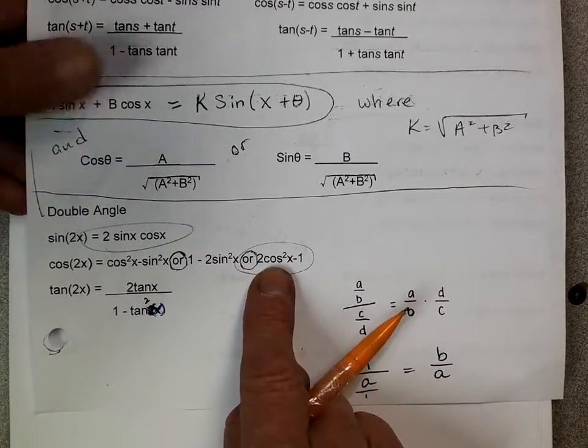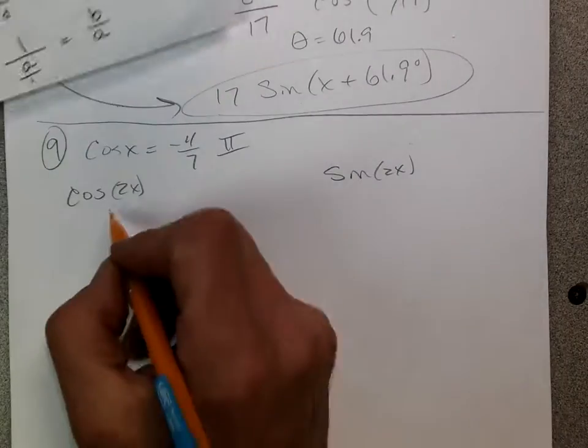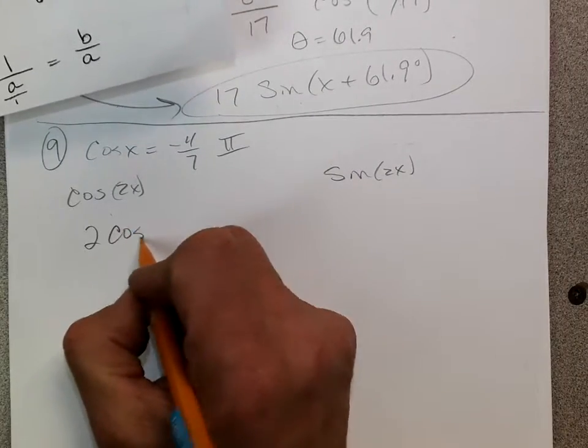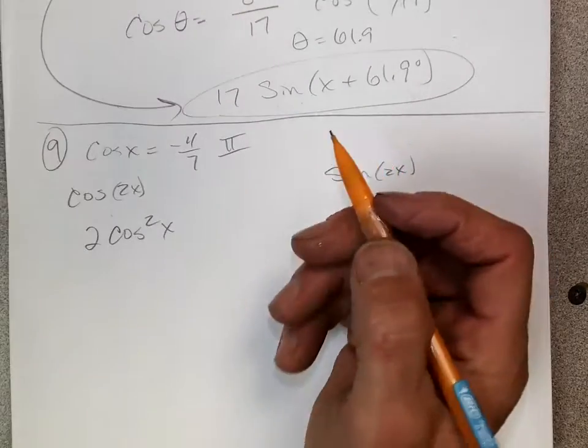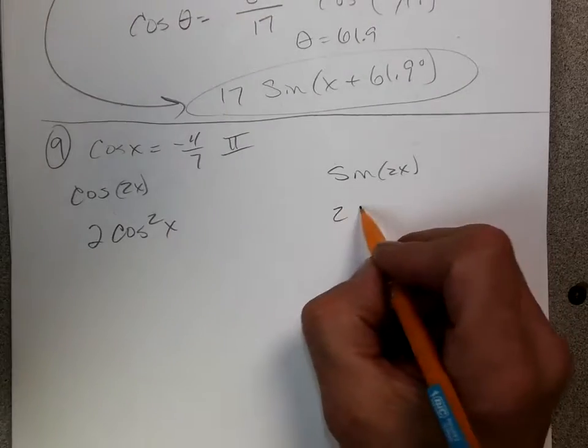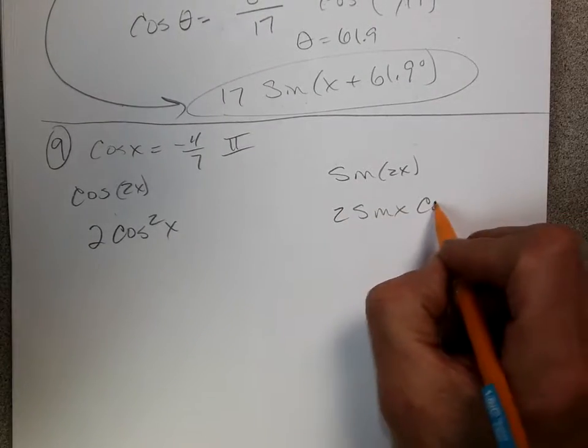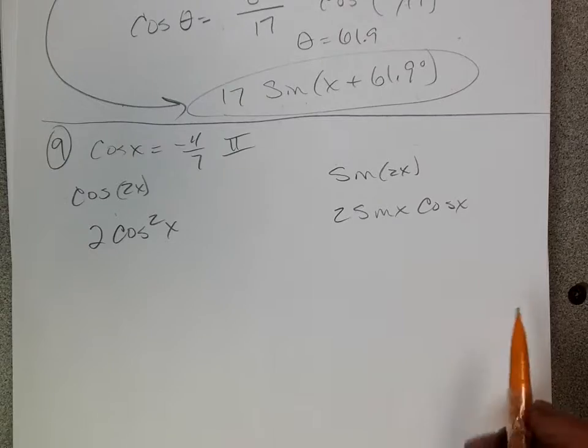Any of them will work. They'll give you the same answer, but I'm just going to use the 2 cosine squared of x, right? And with the sine of x, I'm going to use its identity, which is 2 sine x cosine of x. Now let's build a triangle and finish it up.